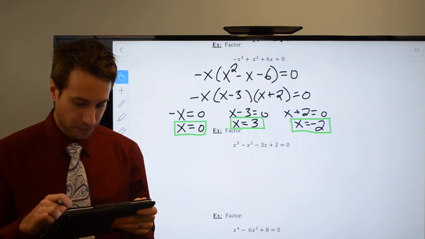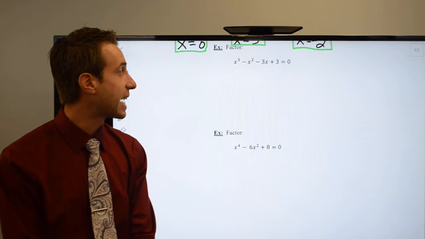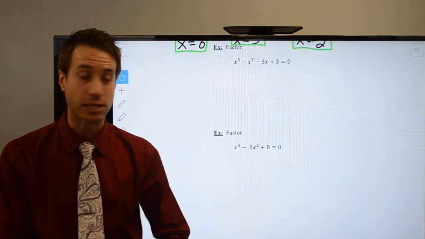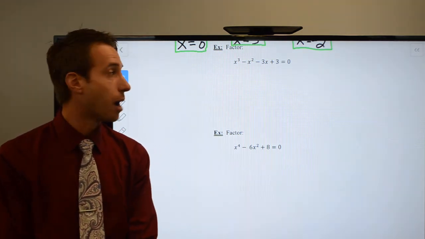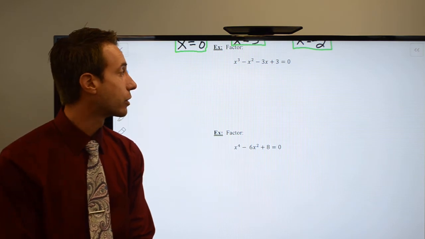Okay, here we go. Take a look at this one. Once again, I recognize it is a polynomial. The degree of the polynomial is 3. It is a third degree polynomial. So again, I better get 3 zeros when I get done doing this guy. And let's go ahead and take a look at what our factoring method might be.